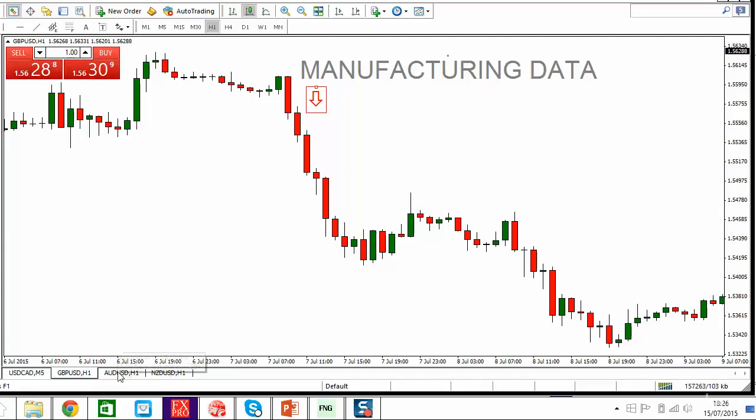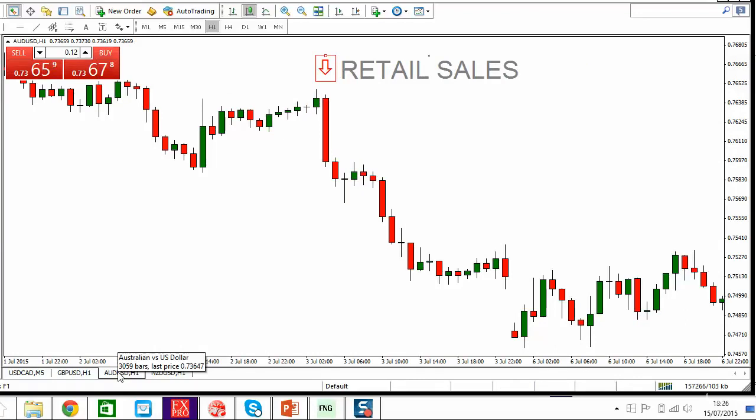Thirdly, the Aussie dollar. Again, going back to the 2nd of July now. Same principle applies. A huge move to the downside in the space of a few hours, over 150 pips. What created that momentum? Retail sales created that momentum, and retail sales is an economic news event.